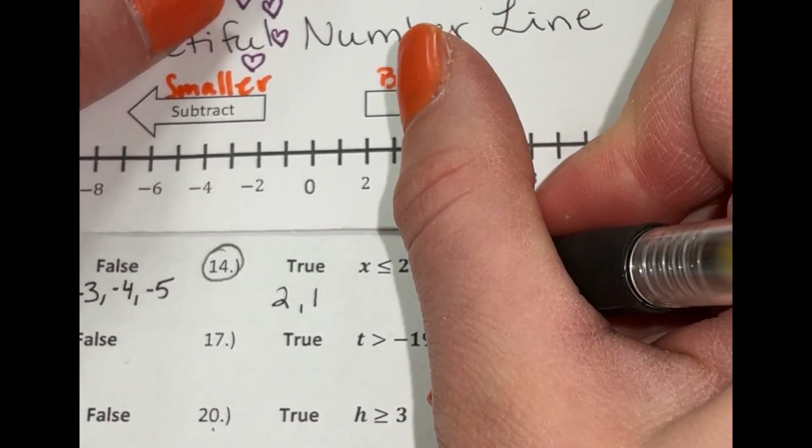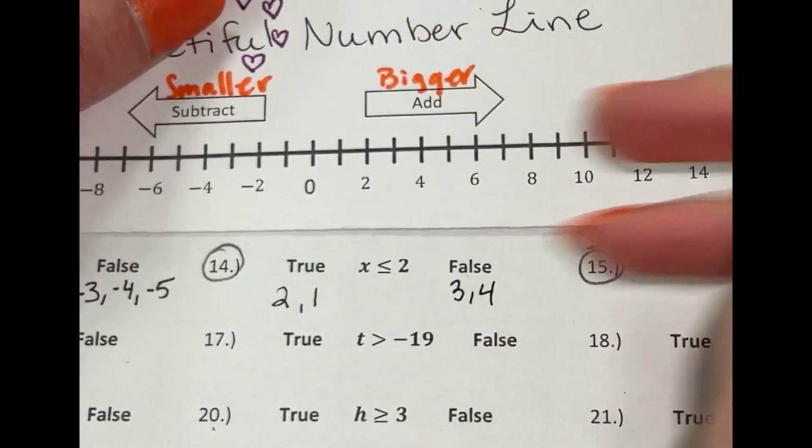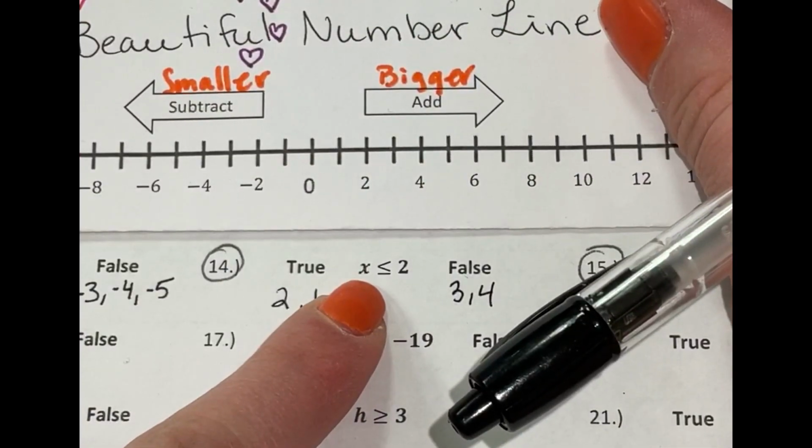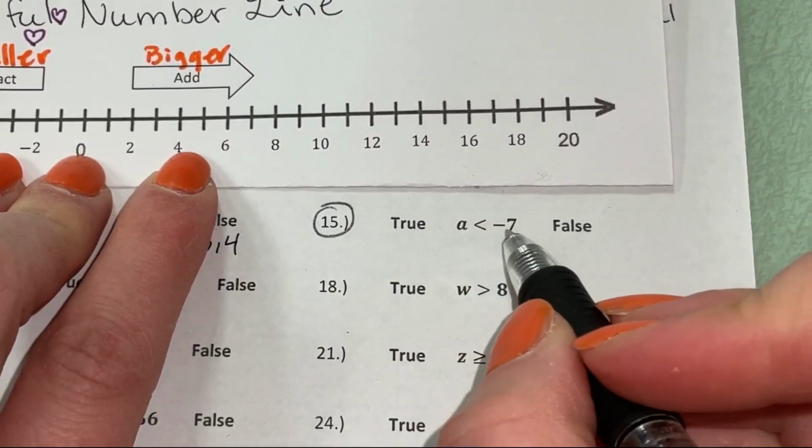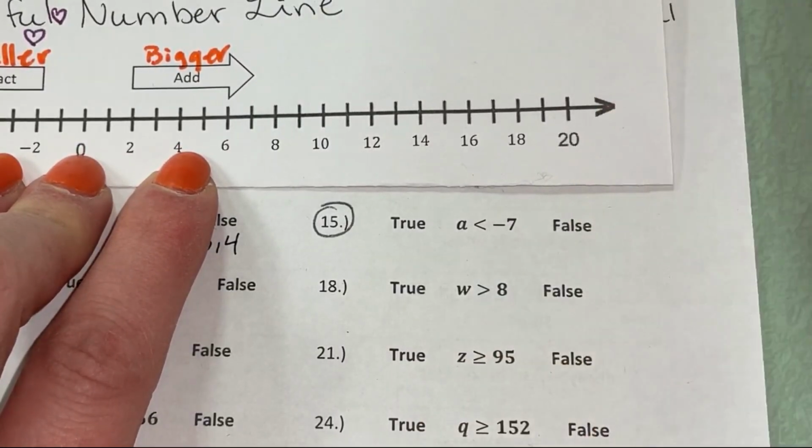So that means 3 and 4 would not work as replacements, right? Because 3 or 4 are not less than 2. Number 15, we have a is less than -7. So what would make it true?